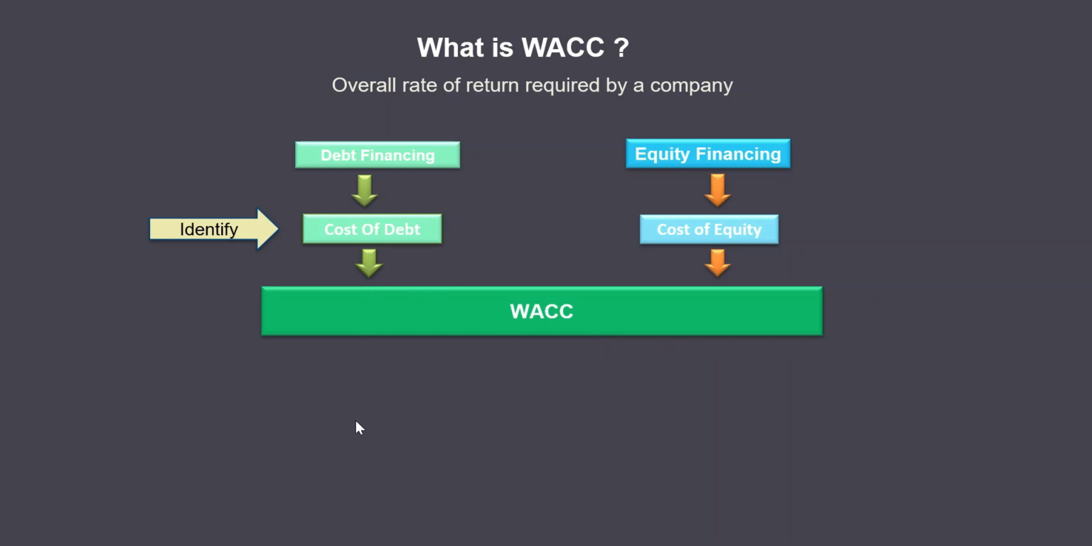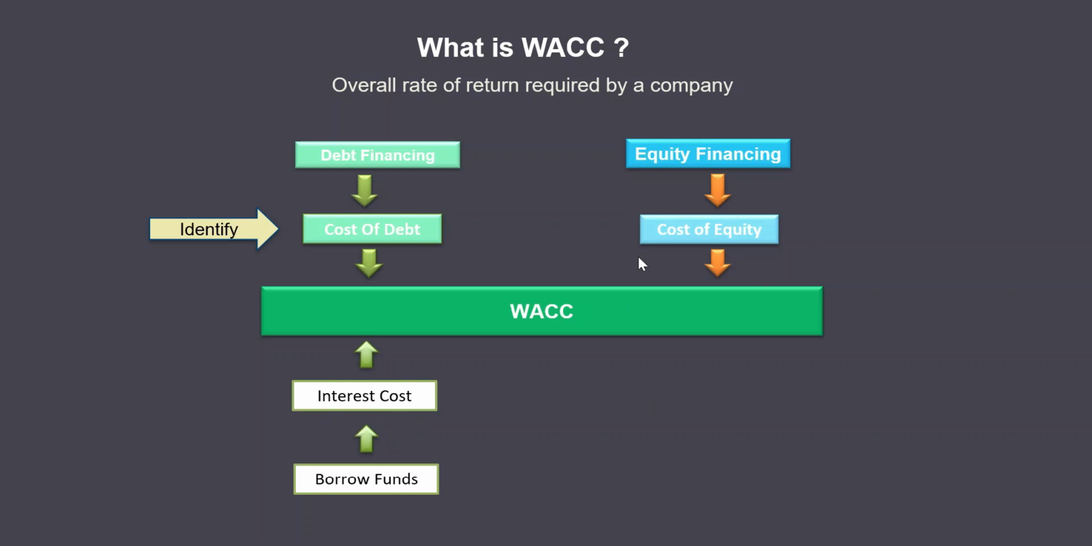So what do you mean by cost of debt? How do you identify cost of debt? Cost of debt simply means your borrowings. If you borrow funds, you will know your interest rate, your interest cost. So that will be your cost of debt. Cost of debt will be your borrowing cost, interest cost.